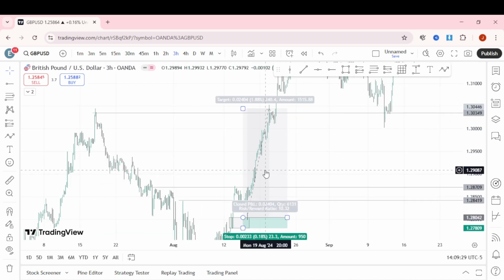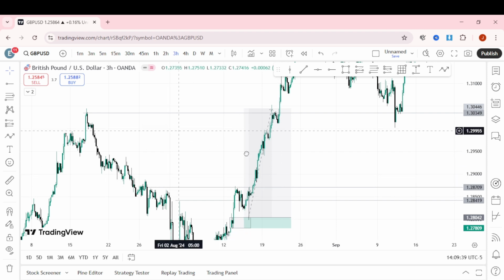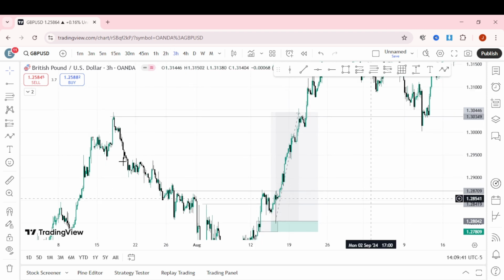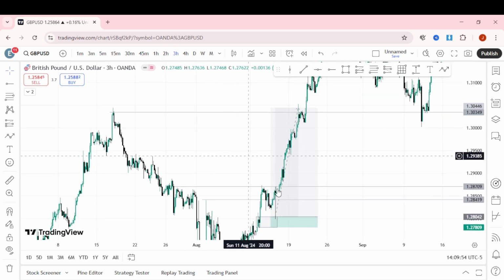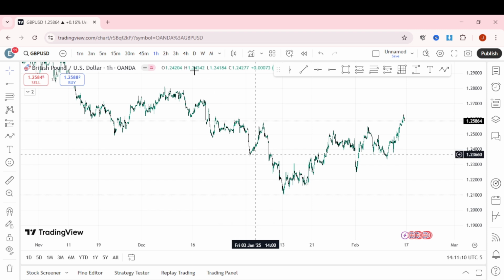And mind you guys, this is a 3-hour time frame. Now on a 3-hour time frame, using the steering breaker, you can find a 1 to 10 ratio trade. That's crazy, guys. Now moving forward, this is the 1-hour chart.